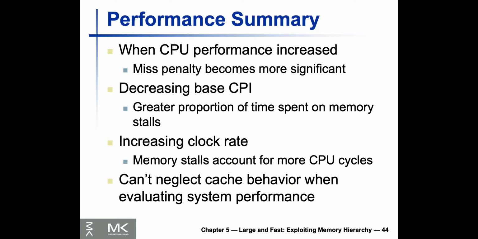So the performance summary, if you want to summarize what we've been discussing so far, is when CPU performance increases, miss penalty becomes more significant, because the faster your CPU goes, you want to make sure you don't miss. If you miss, you're going to pay a huge price with your very fast CPU, a very high miss penalty, and perhaps way slower memory, right? So you want to have as few misses as possible, or decrease your miss rate as much as possible. All right.